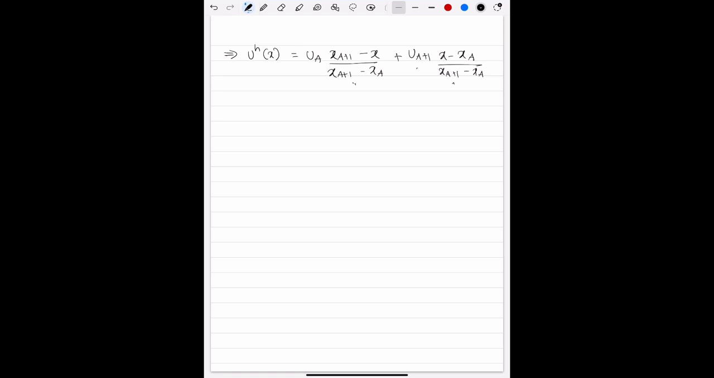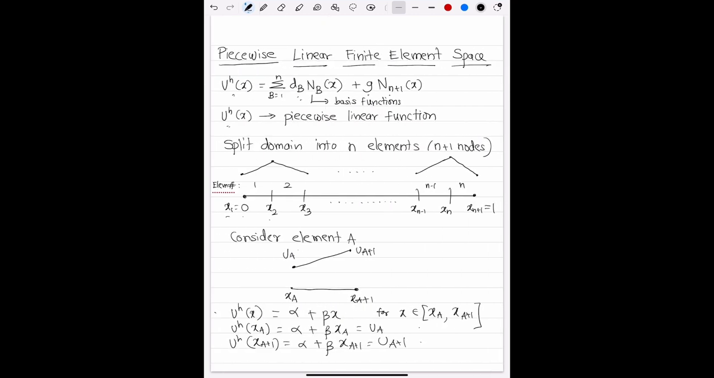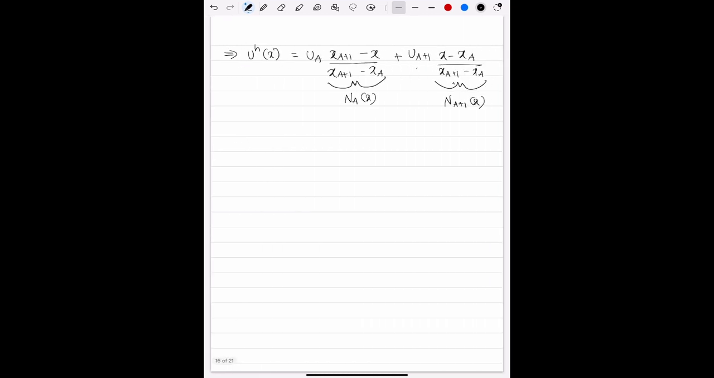What's interesting is that if you call the first term N_A(x), a function of x, and the second term N_{A+1}(x), another function of x, then this form looks very similar to the finite element form that we had derived previously. So essentially that's telling us that u_h(x) can be written as a linear combination of some basis functions N_A(x) and N_{A+1}(x).